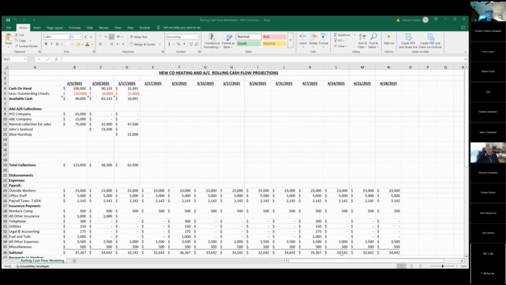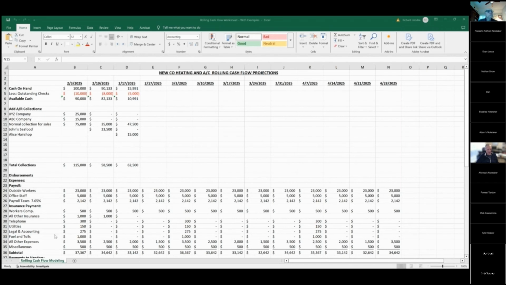And what you're going to wind up with at the end of that week period is either a negative or a positive figure. And if it's a negative figure, then you hopefully have a line of credit that you can pull and cover that. But if you don't, then you've got to go back into receivables and say, who can I collect from quicker than I thought?